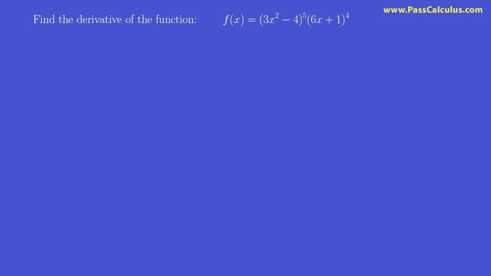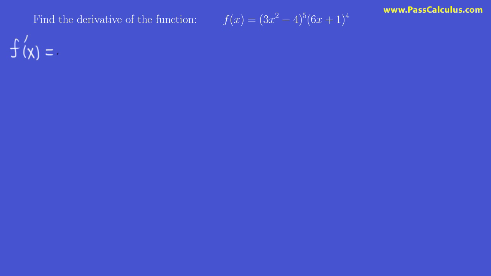Let's take a look at this problem. It's going to be a combination of the product rule and the chain rule. Certainly it's a product, right? We have this factor multiplied by this factor. So we're going to need to use product rule. But when we come to do the derivatives of each of these factors, we're going to need to use chain rule. So let's begin.